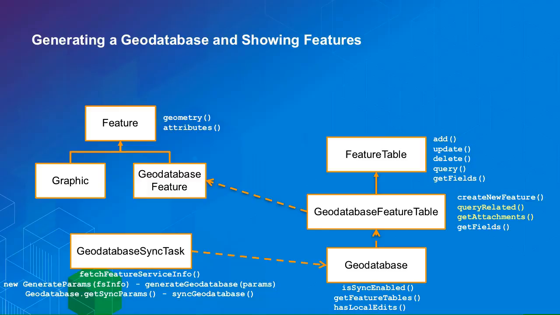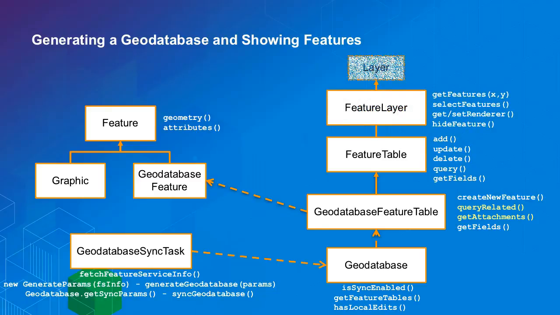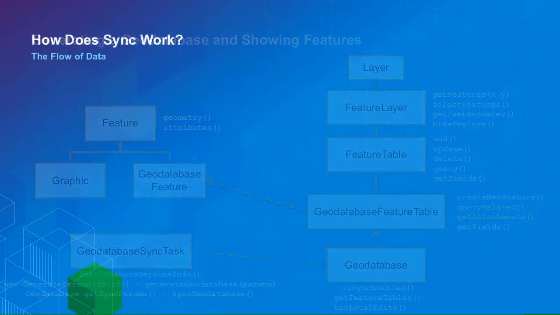You could just make raw edits to this table, and in theory, you could synchronize these back. But typically, people want to draw them on a map, and when you draw them on the map, you use a feature layer. And the feature layer inherits from layer. You can see the various methods there that you call. You've got add, update, delete, query, get fields. They're on feature table. Geodatabase feature table has a few things that are specific to a geodatabase feature table, as opposed to some of the other feature table types that we have.